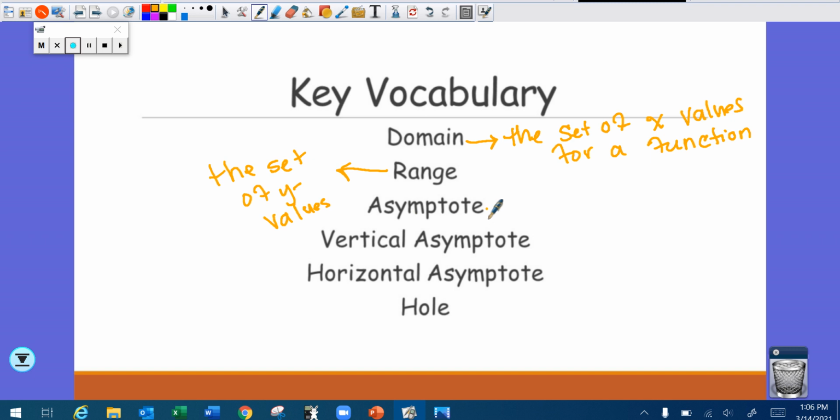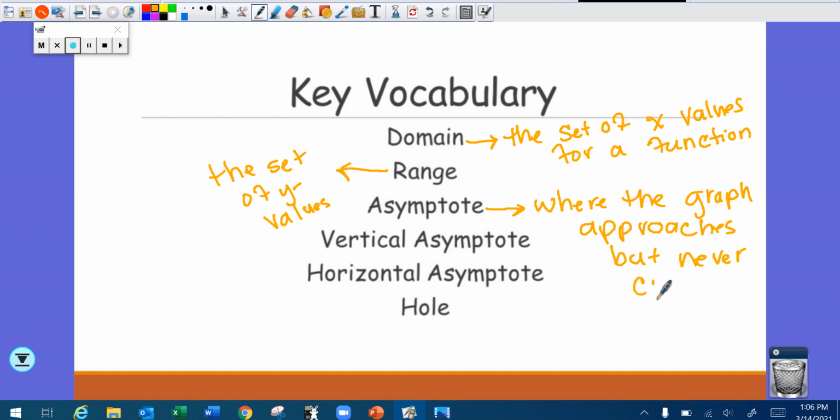An asymptote is where the graph approaches but never crosses. And I'm going to show you what I mean by that. There are two types of asymptote.